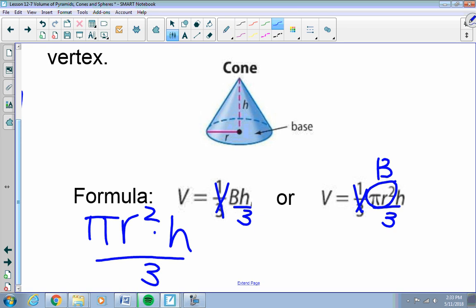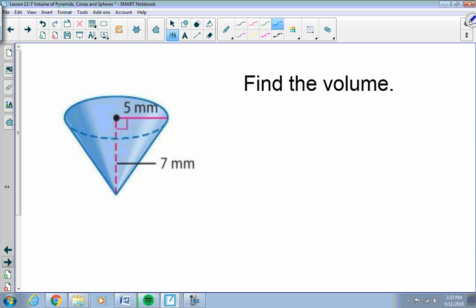Sometimes it depends what your numbers are. All right, everybody got something down? We're talking about volume in 7th grade math. Okay, so here's your cone.